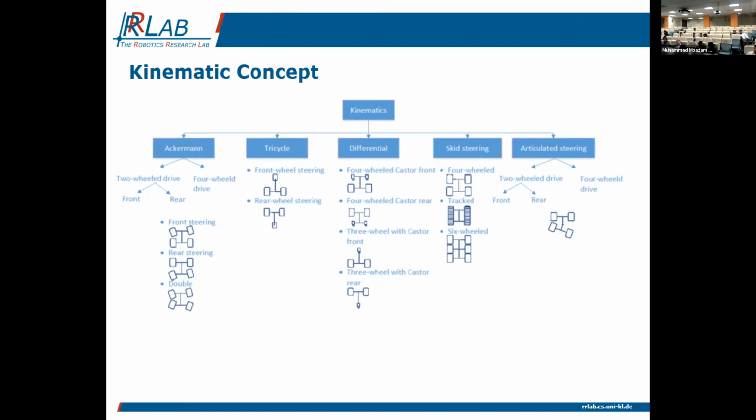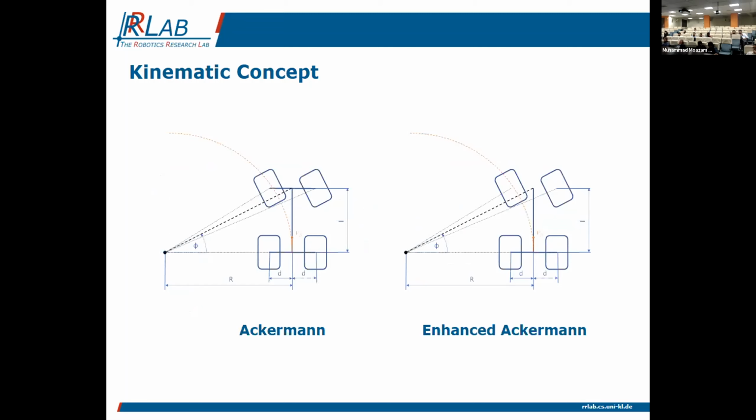And also we have skid steering, also with tracks, and a 6-wheel skid steering. And we had this articulated steering, so-called, with 2-wheel drive and 4-wheel drive, which has this bearing here in the middle, which also makes the steering easier and more accurate. And now I will show how we discussed or weighted these different concepts.